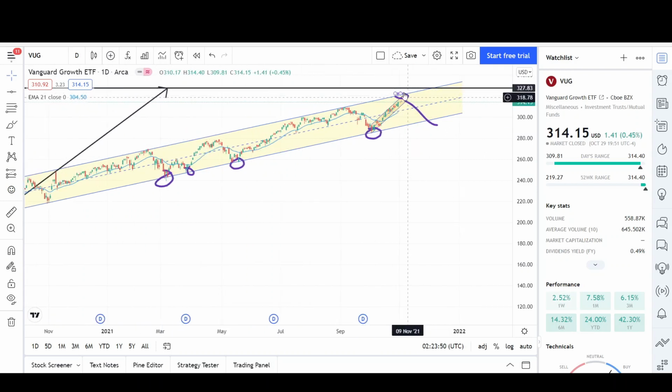If we come up short, then that tells me this uptrend is not as strong as I thought, so that would definitely lead to a break outside of this yellow channel.